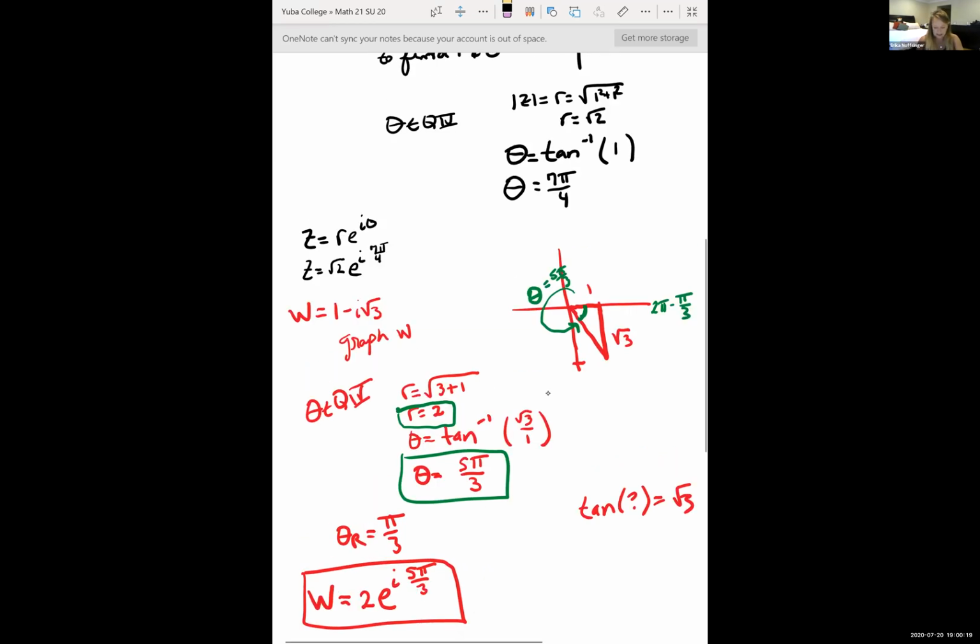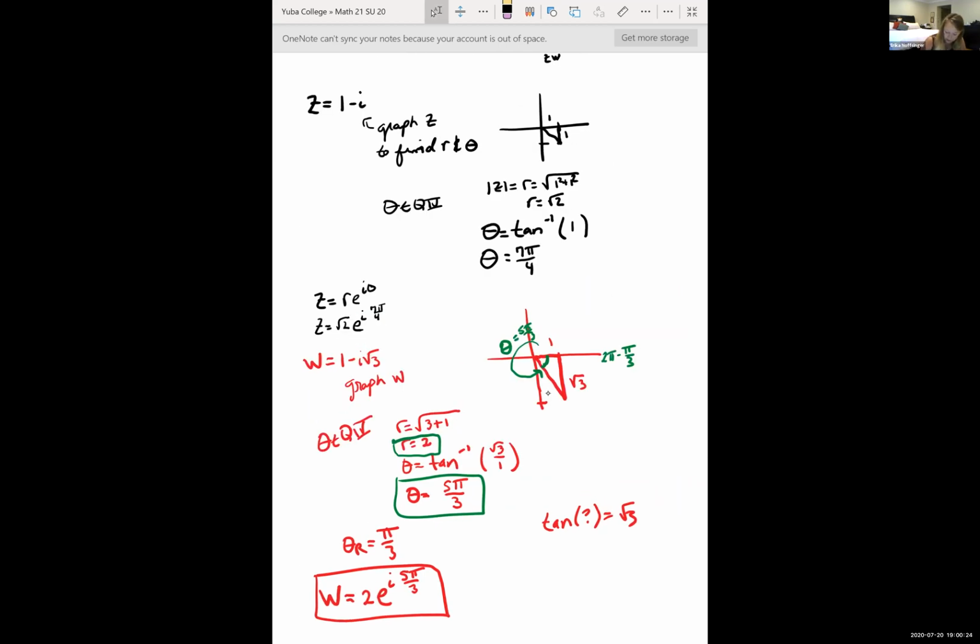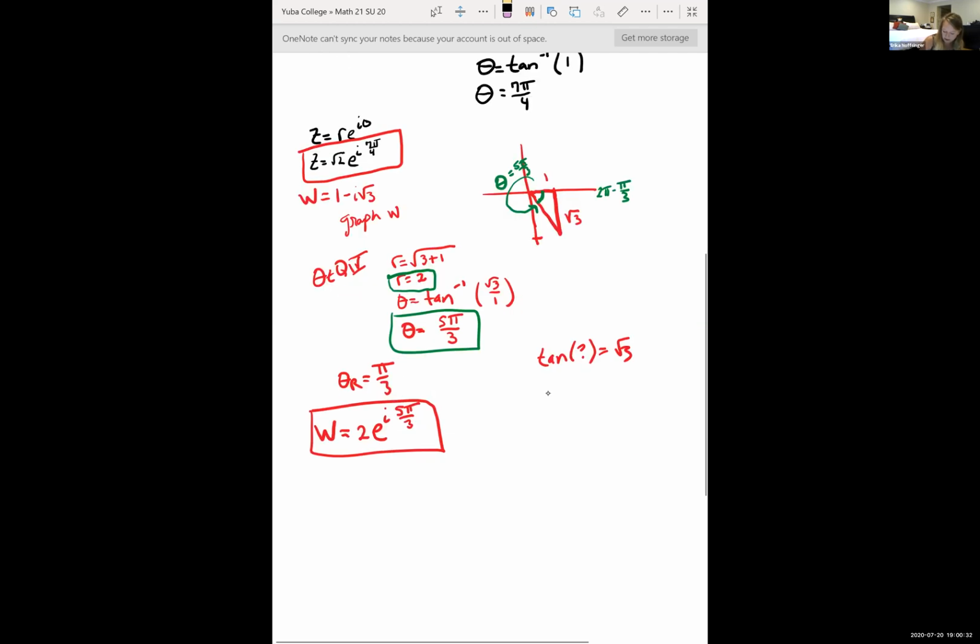So now I'm taking my z times my w. So z times w in exponential form, I'm going to get my root 2. That's my r value. Then I'm going to do my r value of w, and e to the i theta. So i 7 pi fourths, and this is e to the i 5 pi thirds. So my r value for w was 2. So r times r, and my e to the i theta, which was 5 pi thirds.